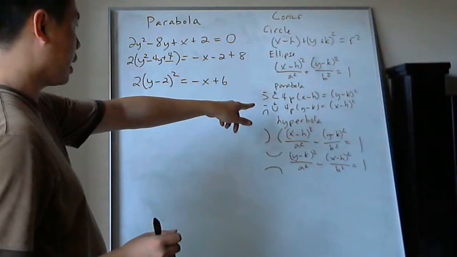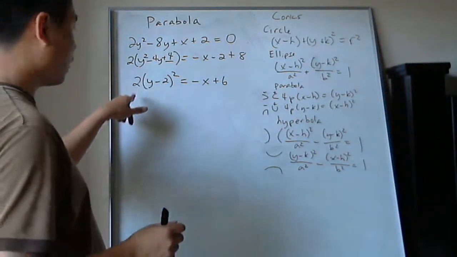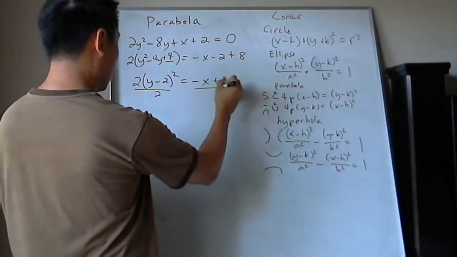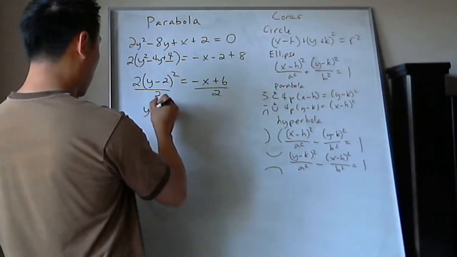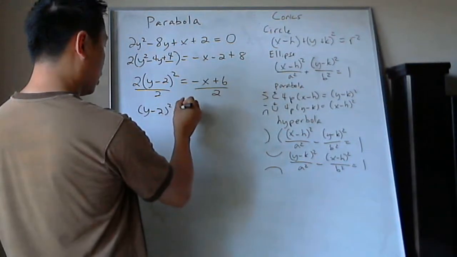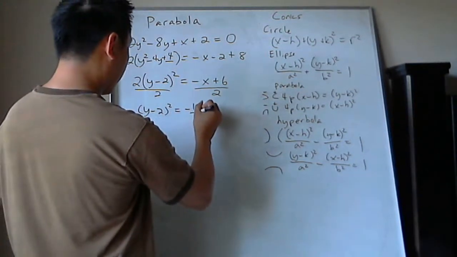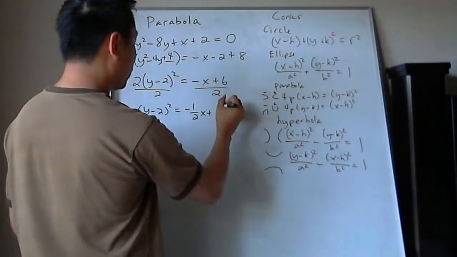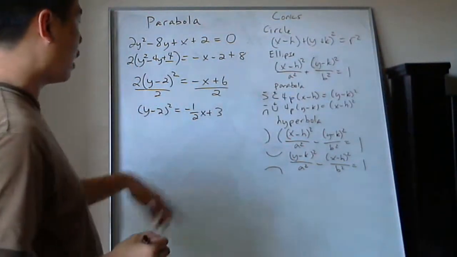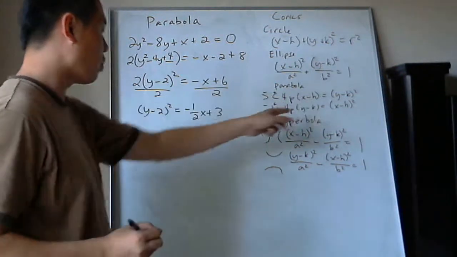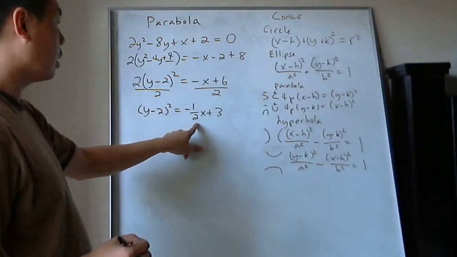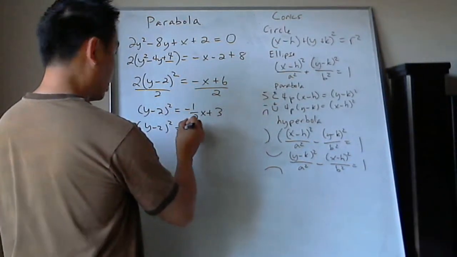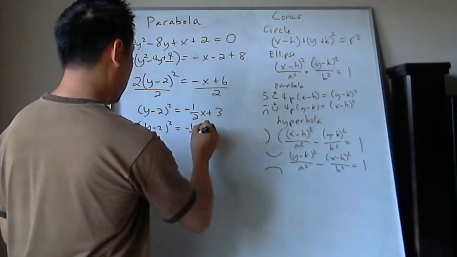So let me put it into this format. Right now it's not in this format yet. Let me divide by 2 on both sides. Okay. I'm going to get y minus 2 squared equals negative 1/2 x, and then plus 6 over 2. You get 3, right? And I want to put it into this x minus h format, so I have to factor out the negative 1/2.